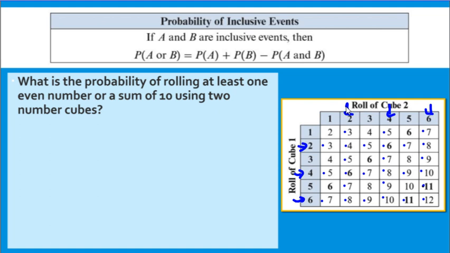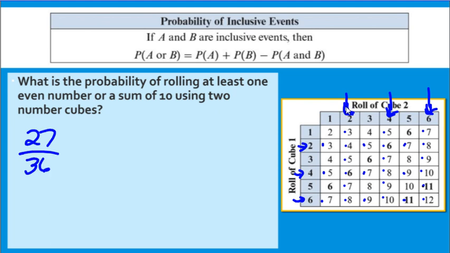So let's count all the blue dots I have. Up here, I got 6, 12, 18. And I got 19, 20, 21, 22, 23, 24, 25, 26, 27. So 27 out of 36.